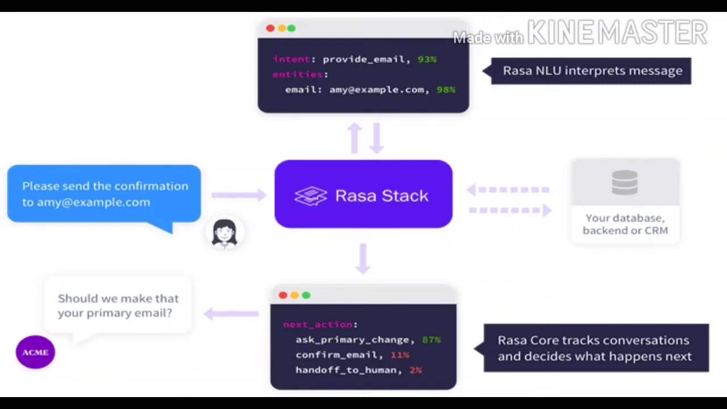NLU then comes to Rasa Core. Intent is nothing but what the user is aiming for. For example, if the user says reserve a table at some hotel, the intent can be classified as book the table.